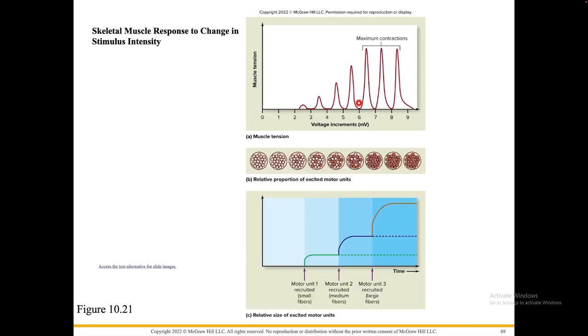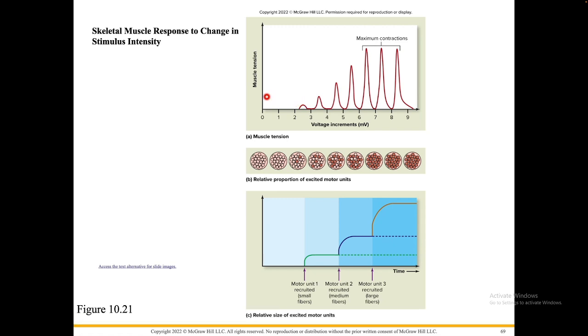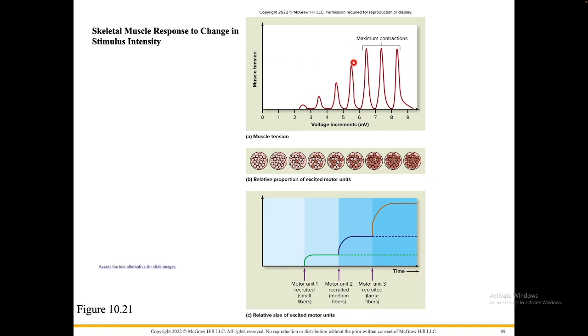What we're seeing in this chart here is the tension. How much tension? Think about lifting a 5-pound weight versus a 20-pound weight. A 20 pound is going to have a lot more tension. And one way we could get more muscle tension is by increasing the electricity going into it. This stimulus was this strong and it created this much tension. Then we gave it a stronger stimulus. So now we have more tension in there, right? The next one, the tension goes up higher because of a stronger stimulus.